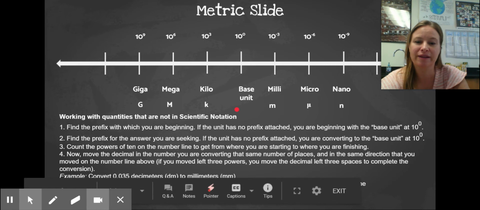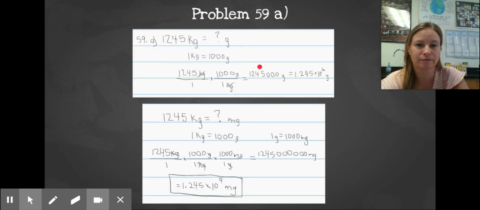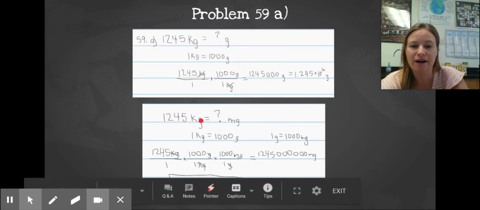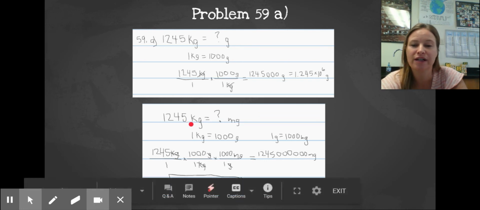Okay, so then in my last problem, instead of writing this out where I'm moving it 6 places, I would just take this. Looking at the metric slide, I would see 6 places to the right, and I would move the decimal 1, 2, 3, 4, 5, 6, and I would get this number down here in one step. Okay.